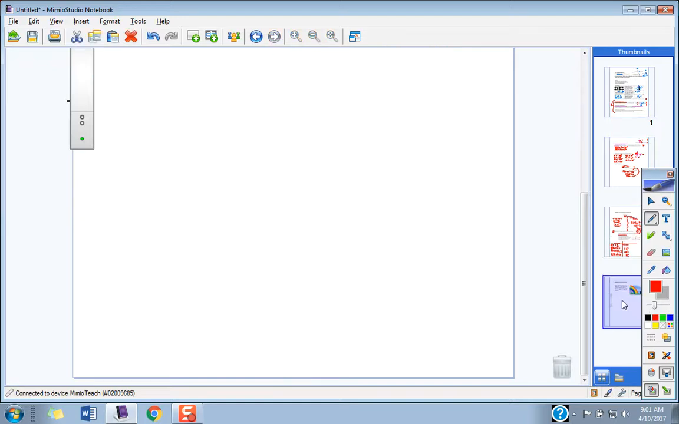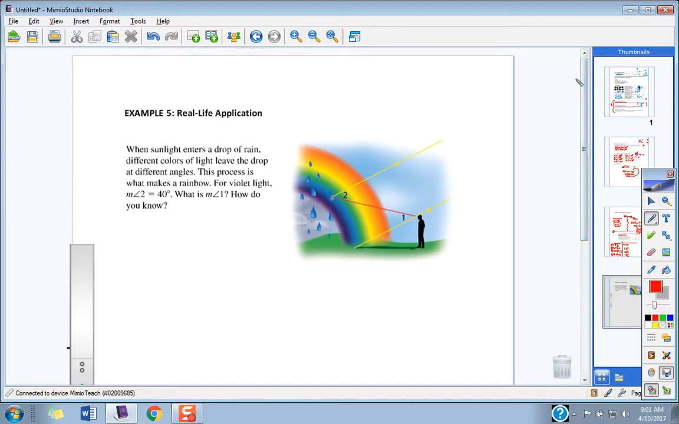Okay, last one here. Real world example. It says when sunlight enters a drop of rain right here, different colors of light leave the drop at different angles. The process that makes a rainbow. It says for a violet color, angle 2 must be how many degrees here, guys? 40. This is 40 degrees. Question says, what's the measure of angle 1 and how do you know?